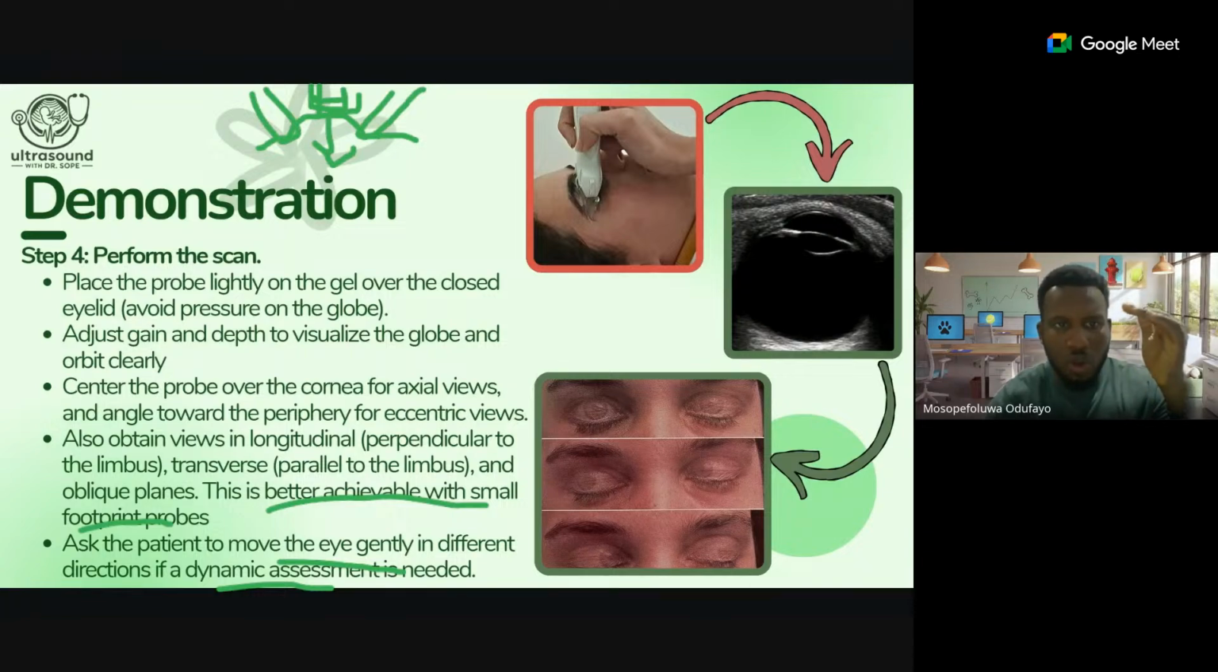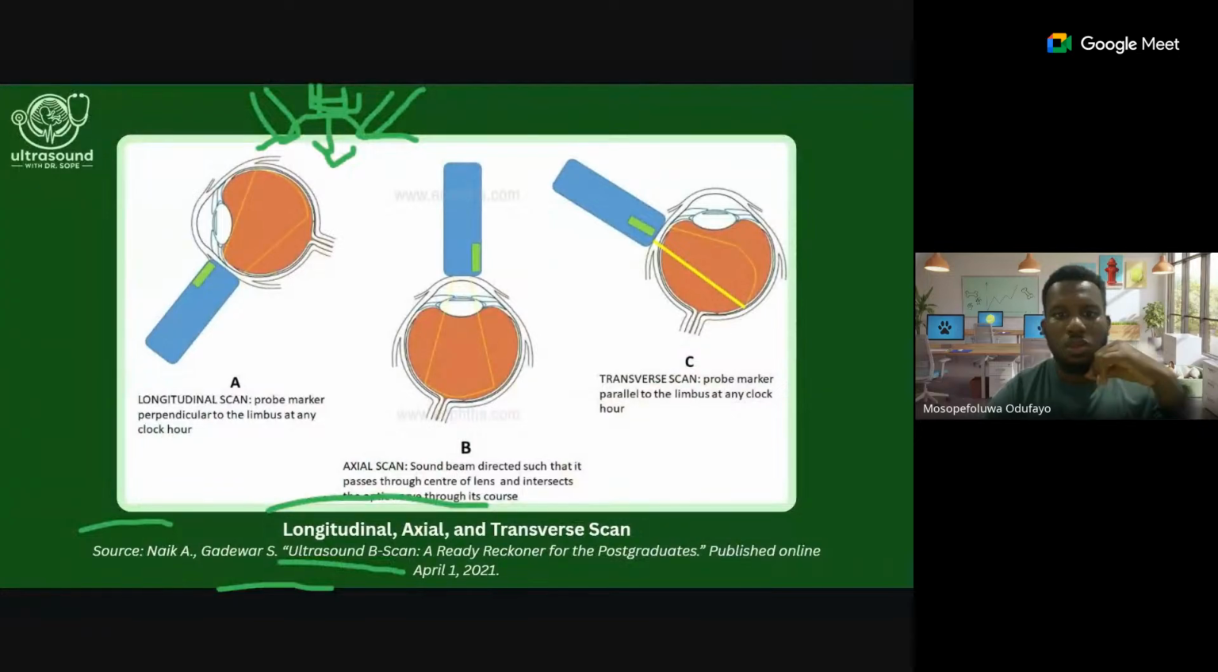First of all, if you have placed the probe over the eyelid, under copious gel, and then you adjust following the adjustments of your gain and depth, you should be able to capture much of the details in the eye. So look at this, many different ways in which the probe is being positioned. This is a small footprint probe to get different axes, the longitudinal, the axial, is that okay? The transverse scan, is that okay? And so we're seeing different things. But this is best done with a small footprint probe.